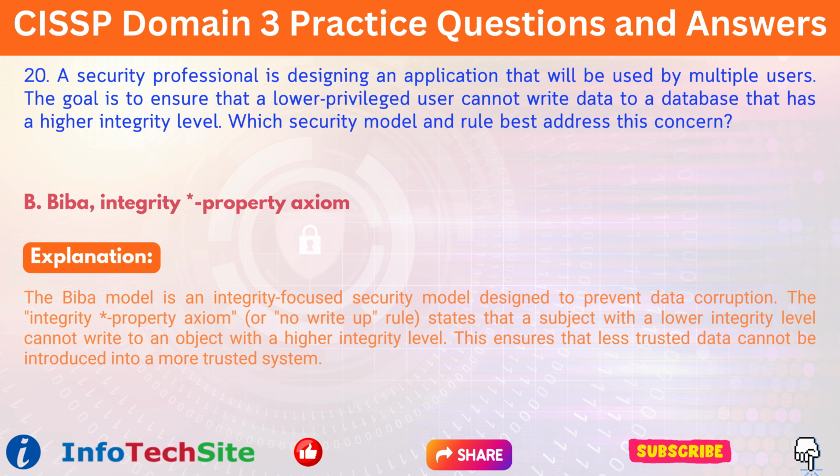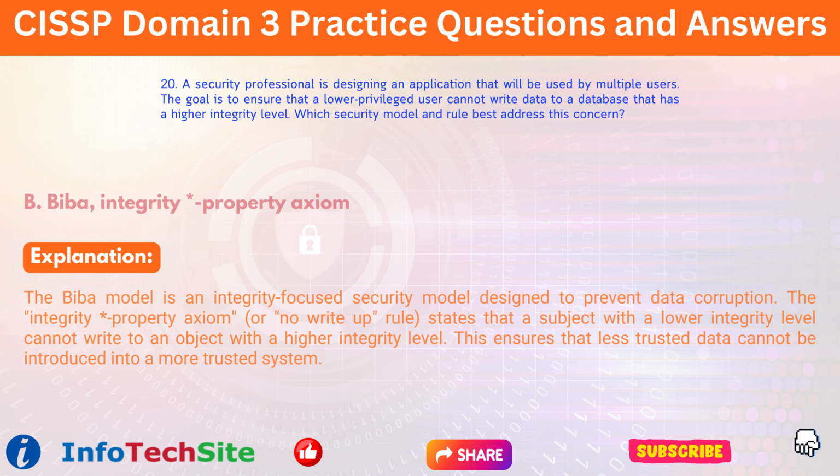The correct answer is B. Biba, integrity * property axiom. Explanation. The Biba model is an integrity-focused security model designed to prevent data corruption. The integrity * property axiom, or no write-up rule, states that a subject with a lower integrity level cannot write to an object with a higher integrity level. This ensures that less trusted data cannot be introduced into a more trusted system.